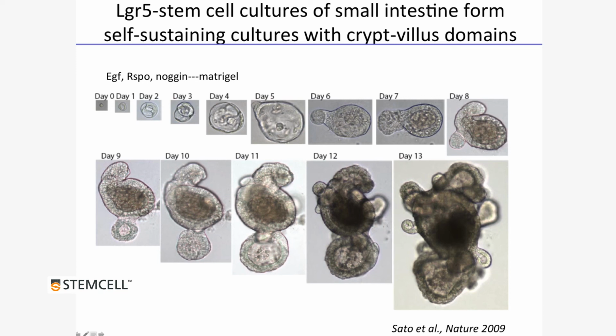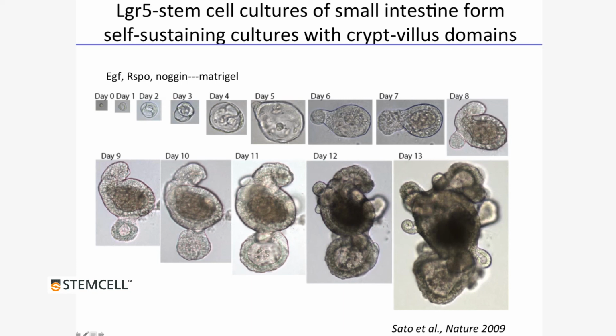When he combined matrigel with this cocktail of growth factors, which included EGF, R-spondin, and noggin, this combination allowed LGR5 positive cells isolated from intestinal crypts to start proliferating in vitro in the same way that they would in vivo. They would generate what we call intestinal organoids or spheroids. These cells only generate the epithelium. There is no mesenchyme attached.